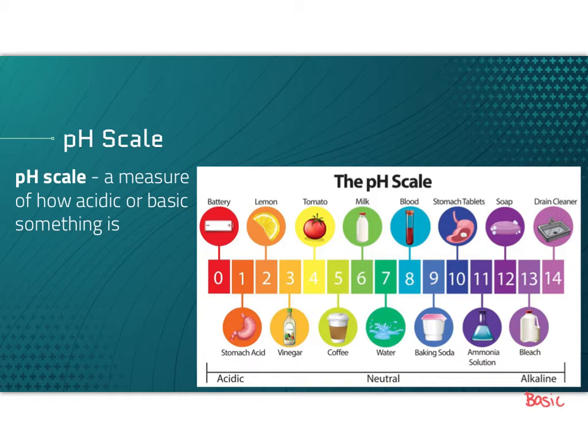So, remember, 7 is neutral. Anything less than 7 is acidic. Anything greater than 7 is basic. The further from 7 you are, the more acidic or basic you are.